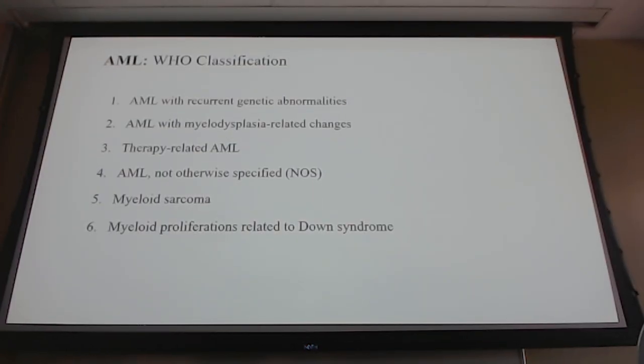There's a WHO classification. So with recurrent genetic abnormalities, myelodysplastic related changes, which we just talked about, right? Therapy-related AML is what? Yes, a patient with prior exposure to chemotherapy or radiation, or somebody with maybe occupational risk associated with that. AML not otherwise specified is idiopathic, right?